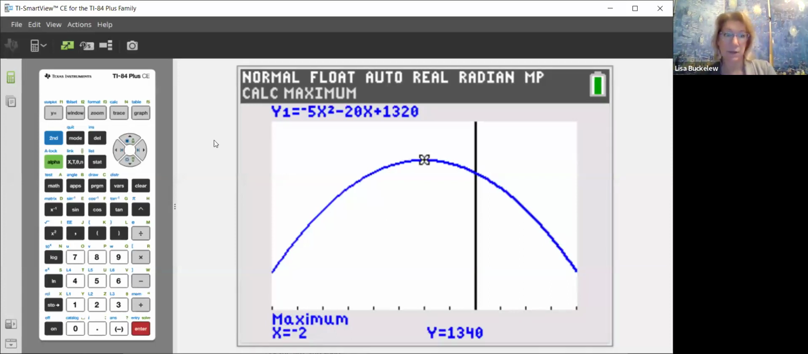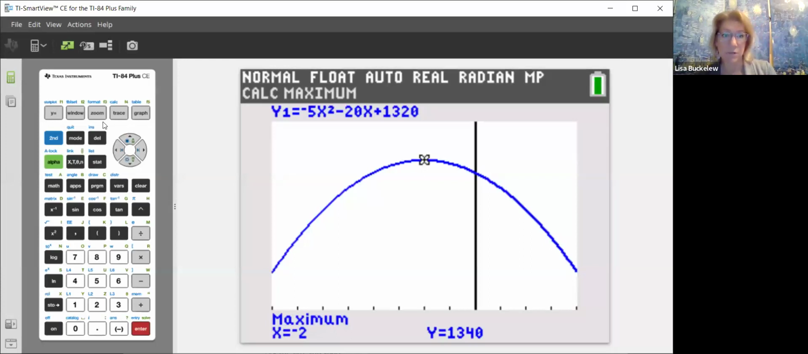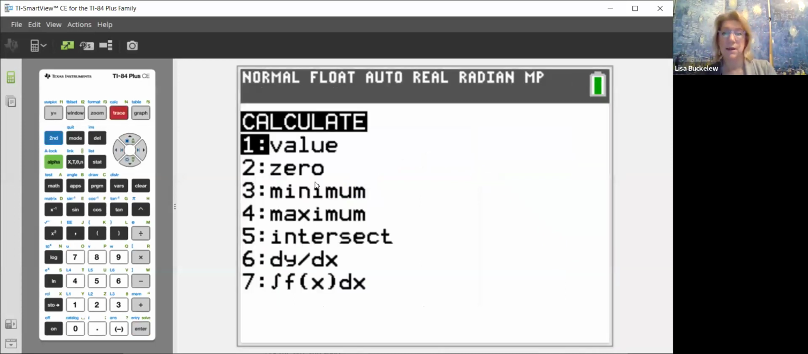We run that max feature or the min feature. They're both over the trace key. Let me show you where those are again. I'm hitting the blue second function trace. And then if it's something that peaks and then falls, so it's at the top of the hill, that's a maximum. But if it's something that drops, hits a low, and then goes back up, then we would select minimum and then see those same questions about left bound, right bound, and narrow it down, and then it'll show you the coordinates for that point where it's turning around.